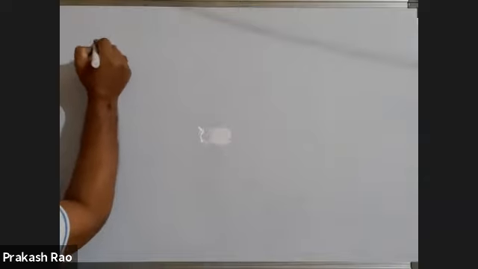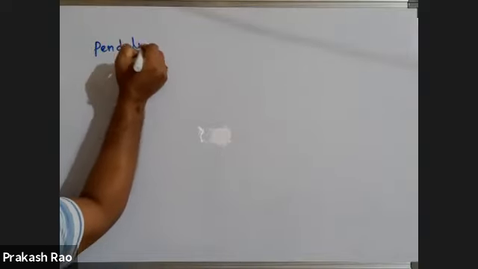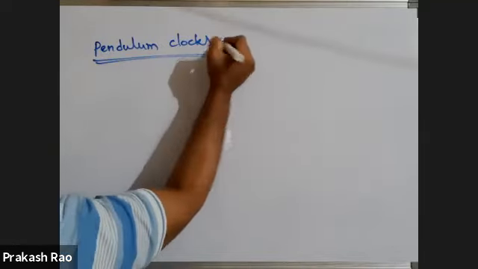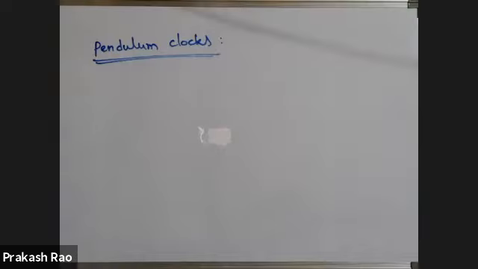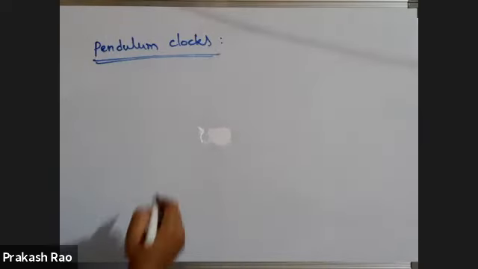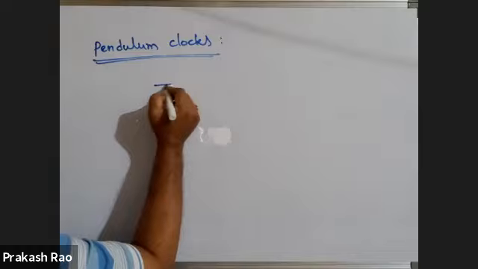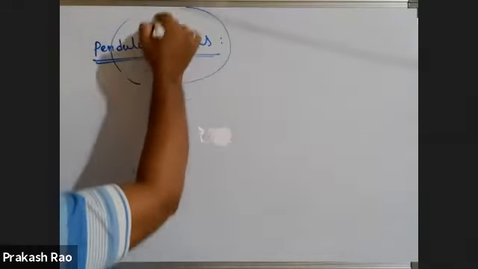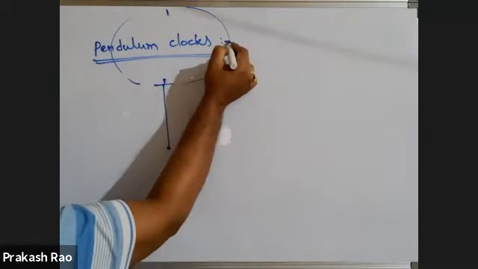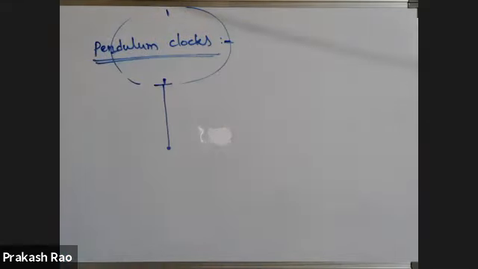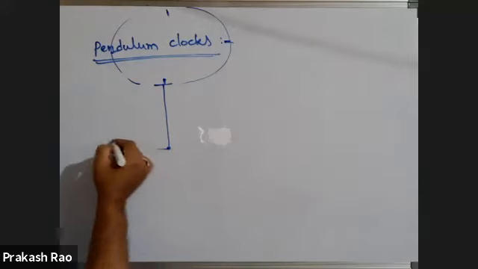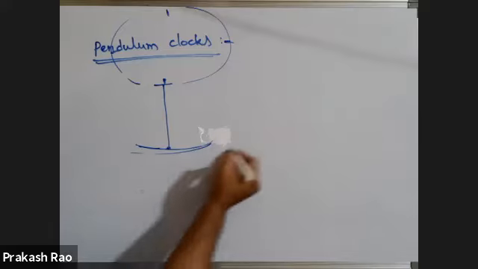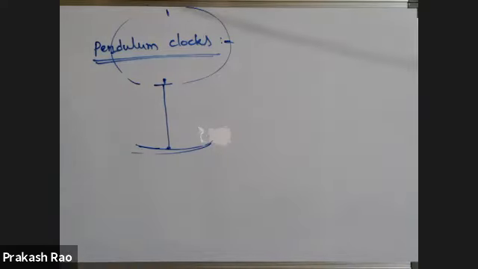Next, pendulum clocks. Most important concept, right? So this is one pendulum clock. This is a clock actually. This is 12 o'clock. This is 6 o'clock. This is 3 o'clock. This is 9 o'clock. This is a pendulum clock. The pendulum will move to and fro about its mean position.